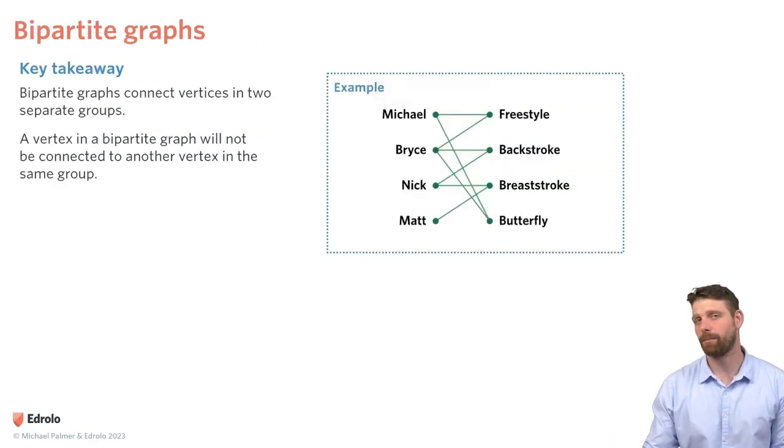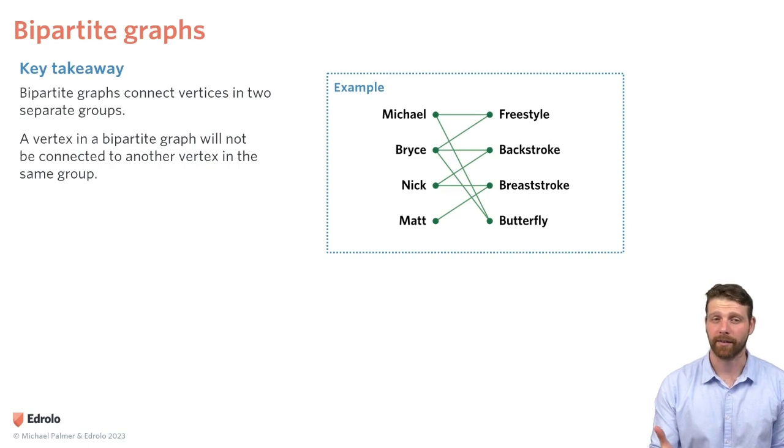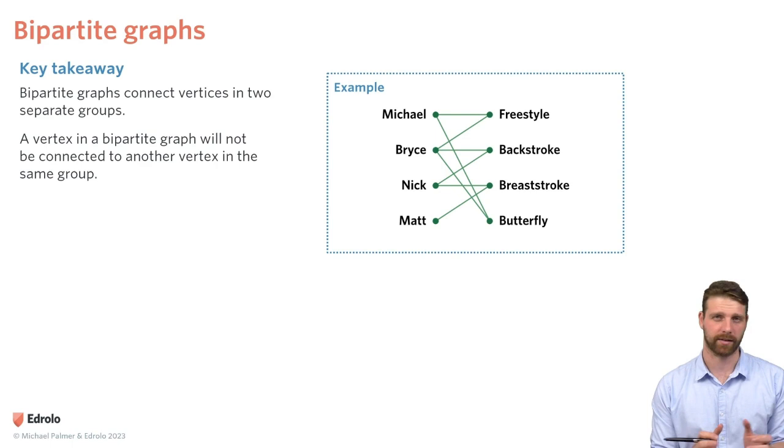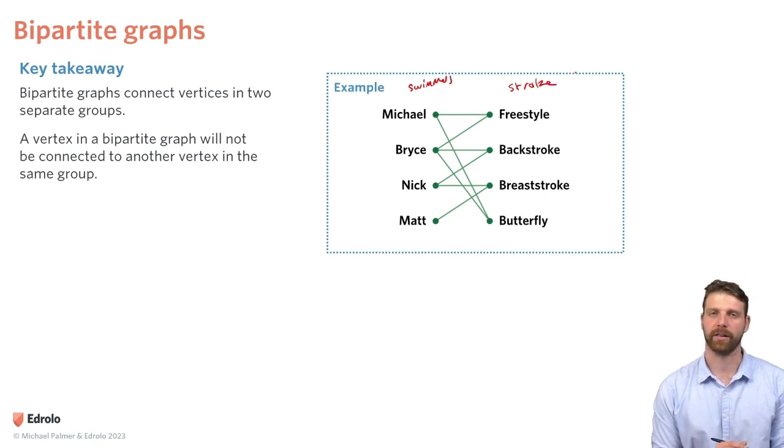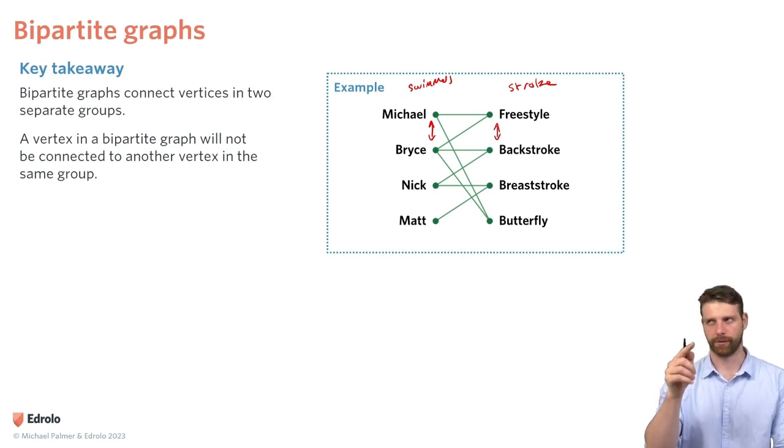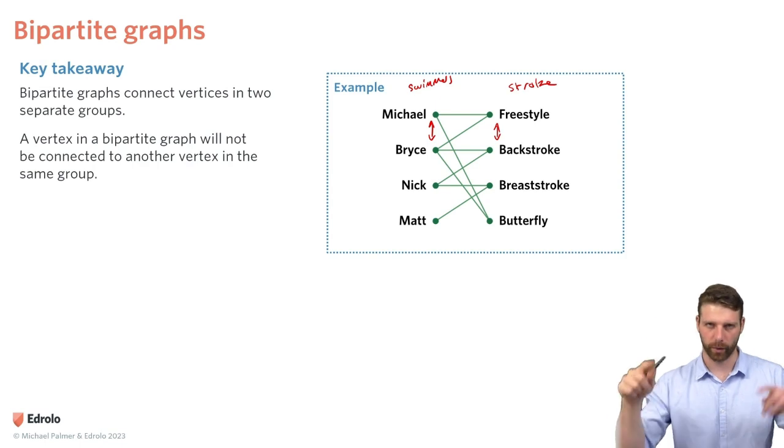Okay, so what are bipartite graphs? Bipartite graphs are graphs where we've sort of got 2 sets of vertices. So here, I've got some swimmers and the stroke that they're going to do in a medley relay. All bipartite graphs have these 2 sections. And what you'll notice is that in each group, these vertices are not connected. The vertices connect from one group to another, but not within that group.